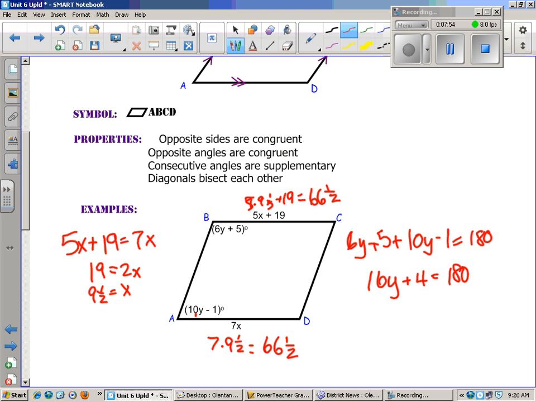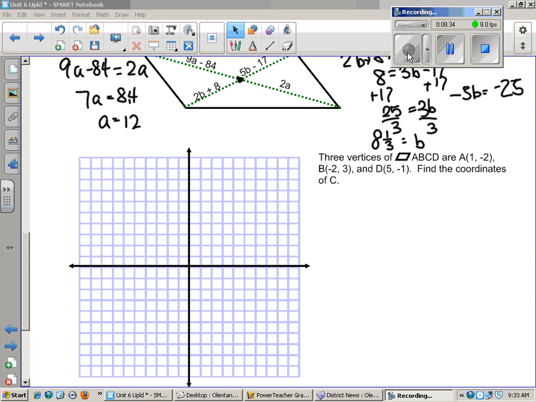Okay, so you subtract 4 and you get 16y equals 176. Divide by 16 and you get y is 11. And then to check it, plug it in. 6 times 11 is 66 plus 5 is 71. 10 times 11 is 110 minus 1 is 109. Are those right? What's 109 plus 71? 180. Good.